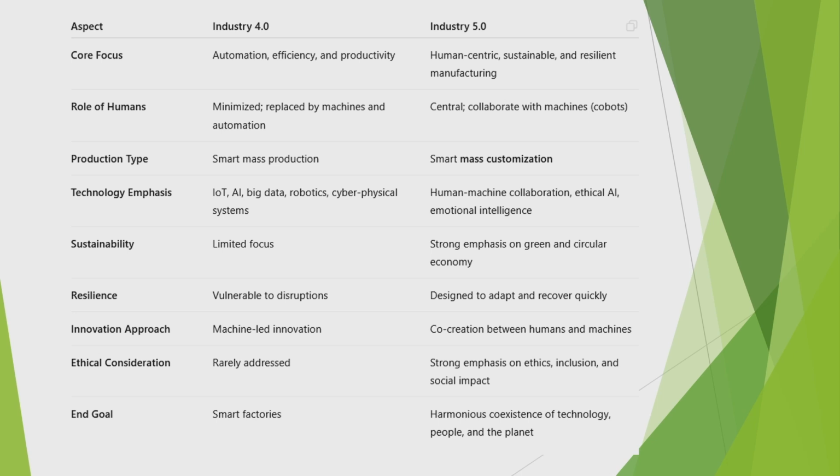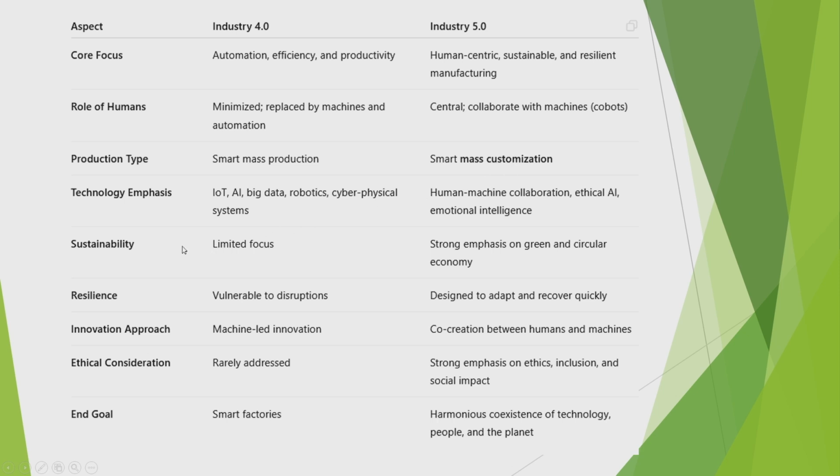So here is a quick comparison between Industry 4.0 and Industry 5.0. Industry 4.0 focuses more on automation, efficiency and productivity, whereas Industry 5.0 is human-centric, sustainable and resilient manufacturing. The role of humans in Industry 4.0 is not as much as it is in Industry 5.0. Machines and human beings collaborate with each other, so we make cobots, etc. Production type in Industry 4.0 is smart mass production, but here it is smart mass customization.